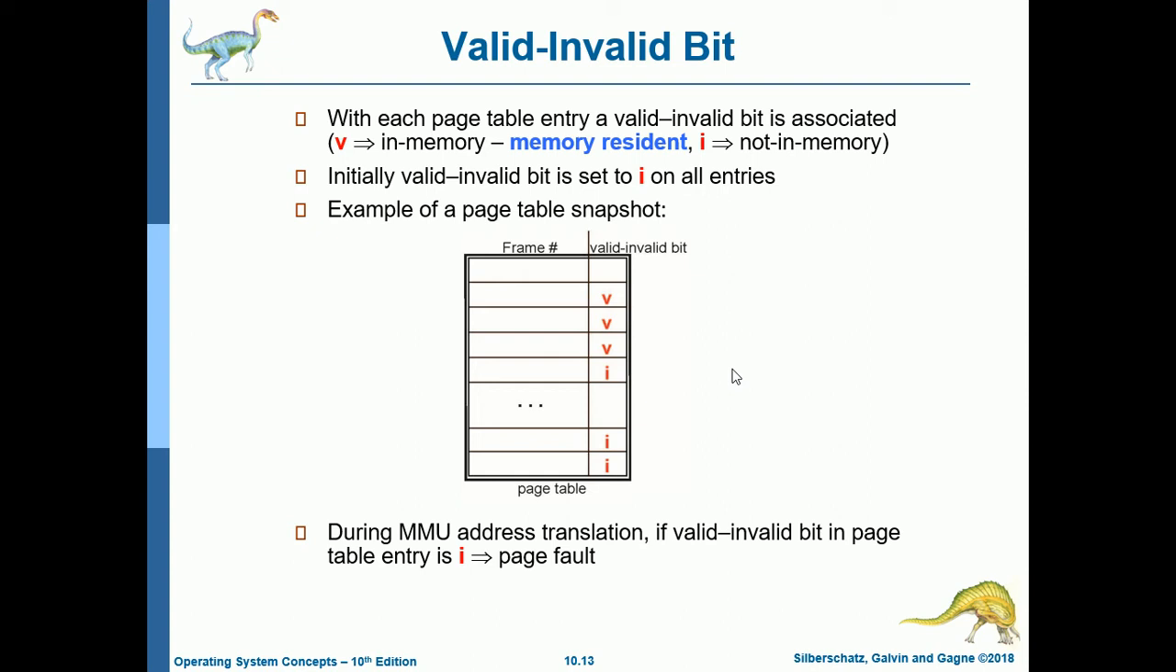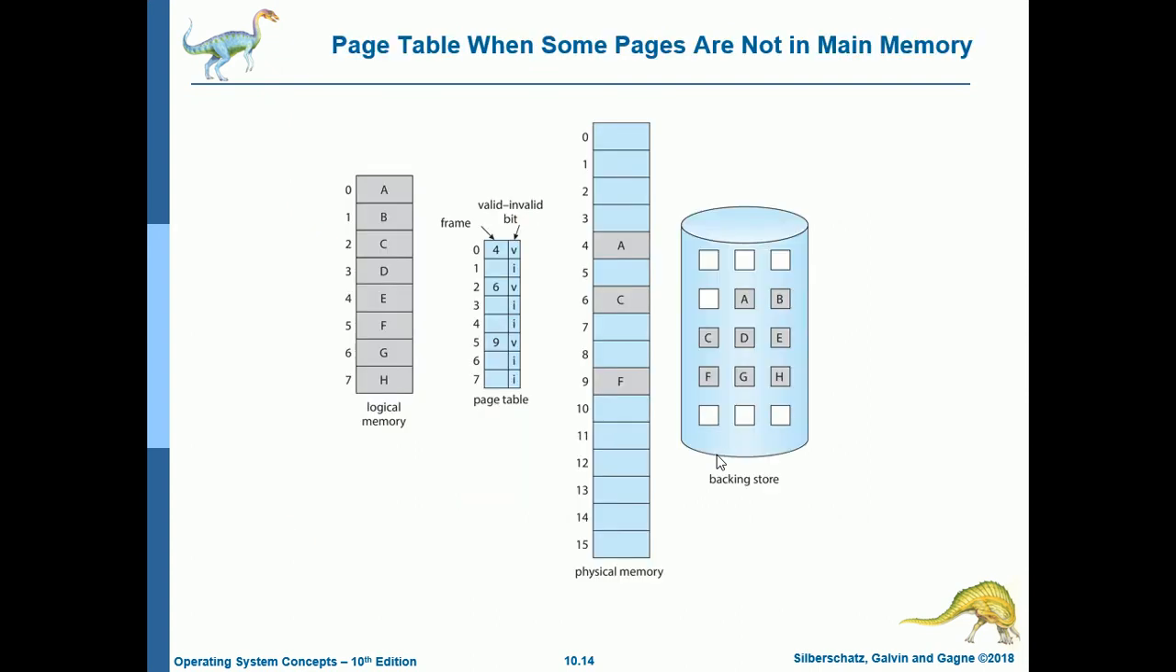So here is an example of a page table snapshot. It means this 3 is already in memory while I is not yet in memory. During MMU address translation, if the valid-invalid bit in the page table entry is I, there is a page fault. So we have a page table when some pages are not in memory.